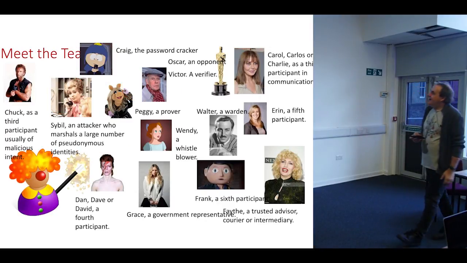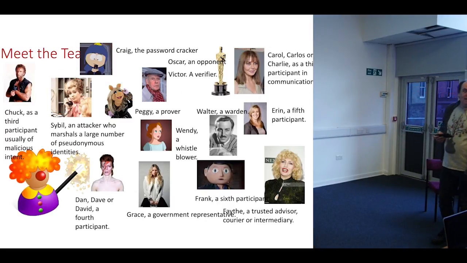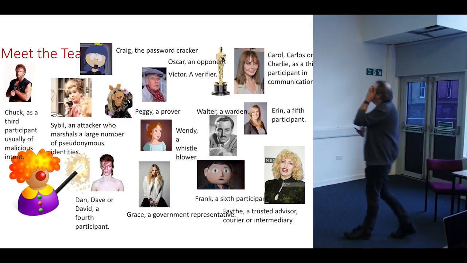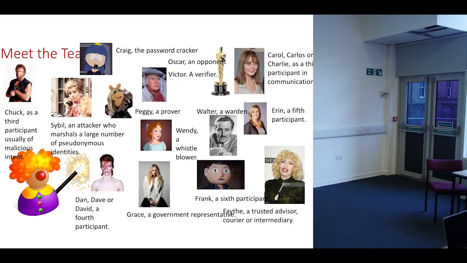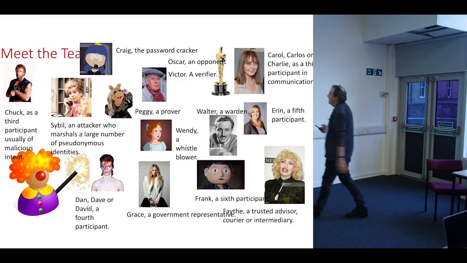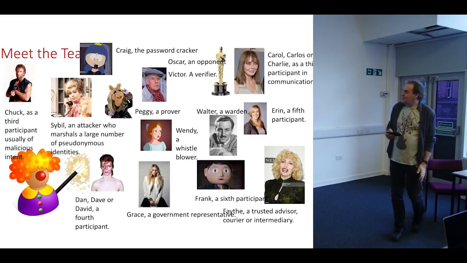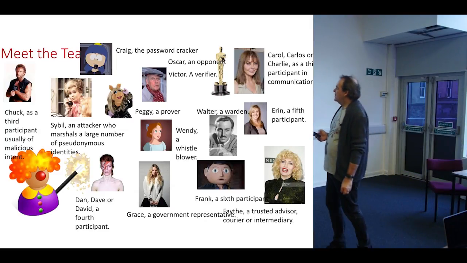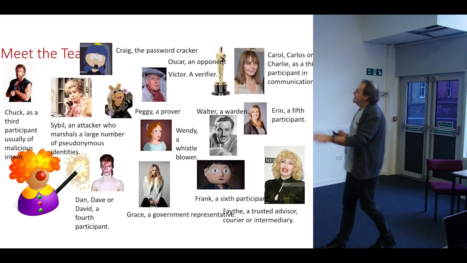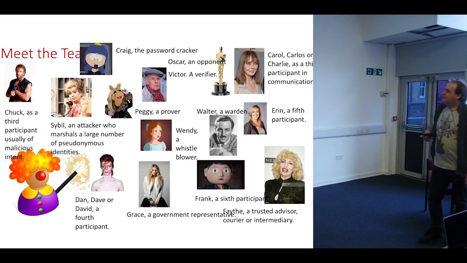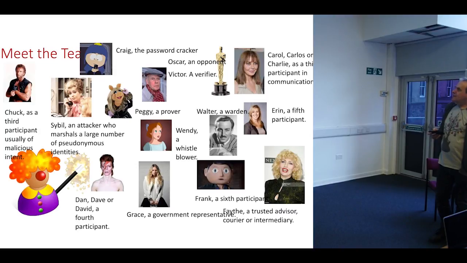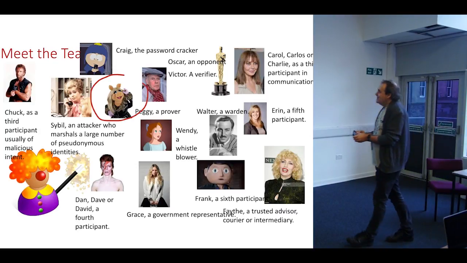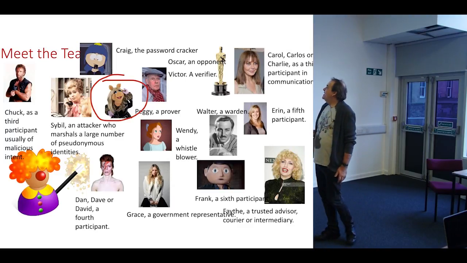Okay. So there they are. So we've got Craig is the password cracker. Erwin is the fifth participant. Grace is the government representative. Frank, you didn't get Frank, sixth participant. Dan or Dave or David is a fourth participant. Sybil is an attacker who marshals a large number of pseudonyms. Wendy's a whistleblower. Peggy, sorry about that. This is Peggy. So Peggy is a prover, and so on.